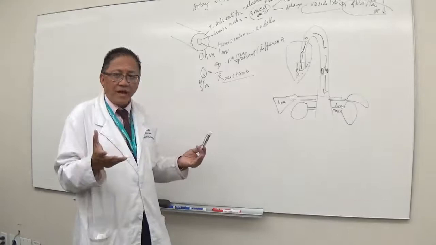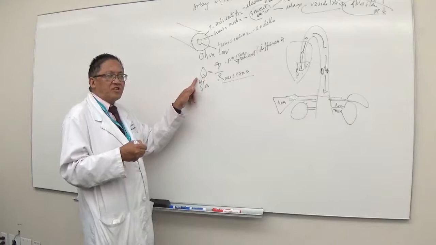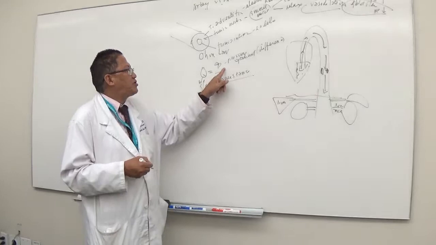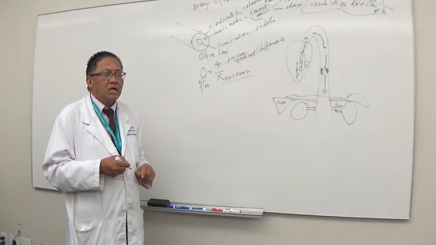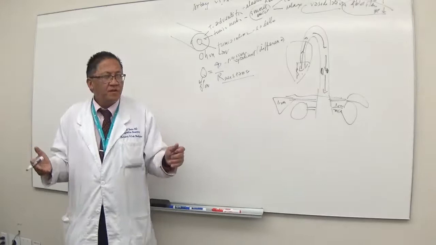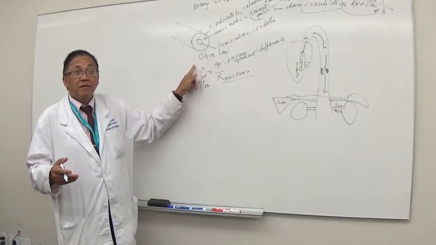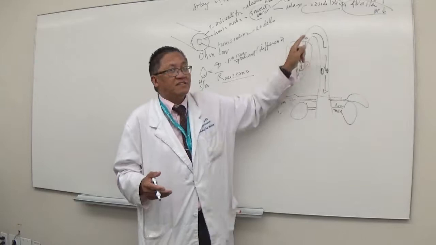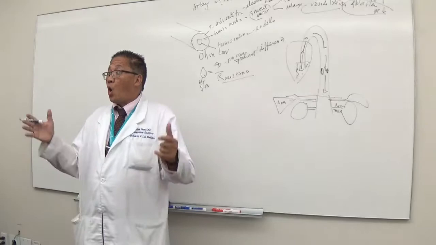You've read about that, right? So this is blood flow, which is Q, equal to pressure gradient over resistance. What is the relationship between pressure gradient and flow? Directly proportional or inverse? I hope you have taken math. What is directly proportional? You increase the pressure gradient, what happens to the blood flow? It goes up. In other words, the higher the pressure difference, the more the blood will flow.